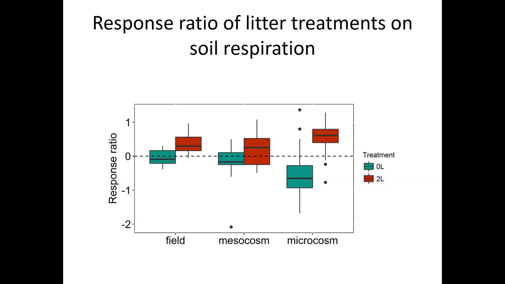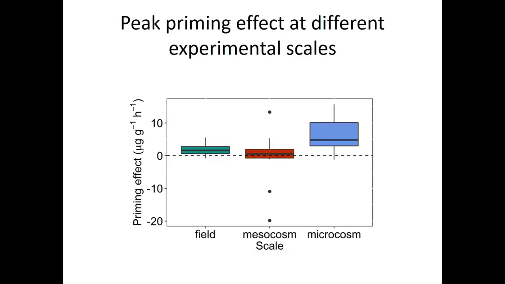And then following on from this, we wanted to calculate the priming effect. So this is an initial calculation of priming effect, which we're going to validate with some 13C labelling that we've done as well. But here's the initial peak priming response across the three scales. You can see there's an increase in the priming response in the microcosm study when compared to field study. And this follows a similar pattern that we saw in the literature, where the scale does seem to be doing something to the priming effect that we're measuring.